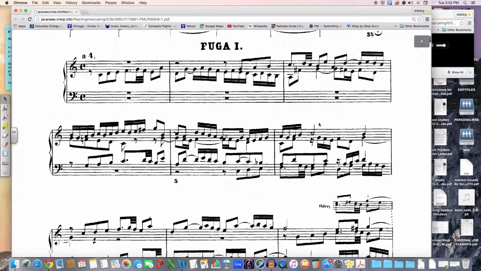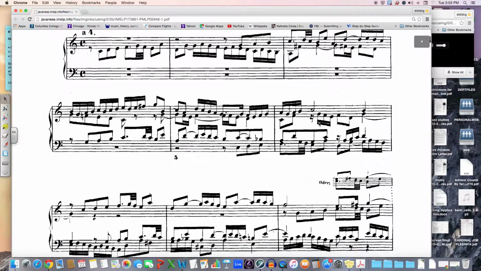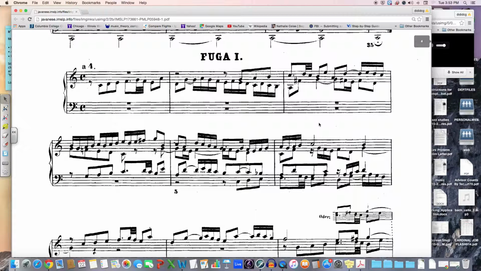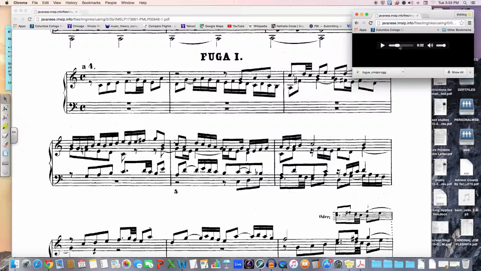That's because we've heard all 4 subjects enter, make their appearance, and as soon as that's done, we begin a series of episodes. So think of it as the exposition is like a TV pilot, and the episodes are those that follow. Okay, bring this back here. And this is played on a harpsichord.